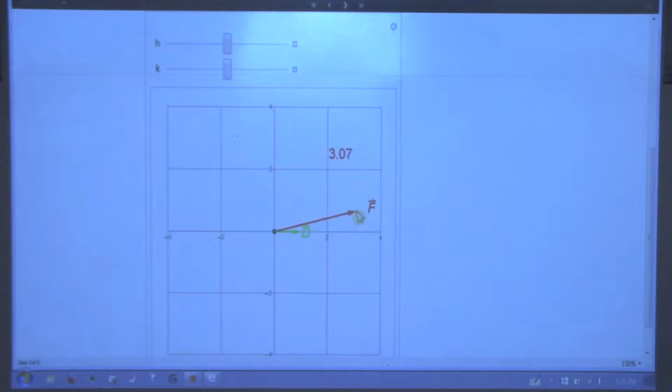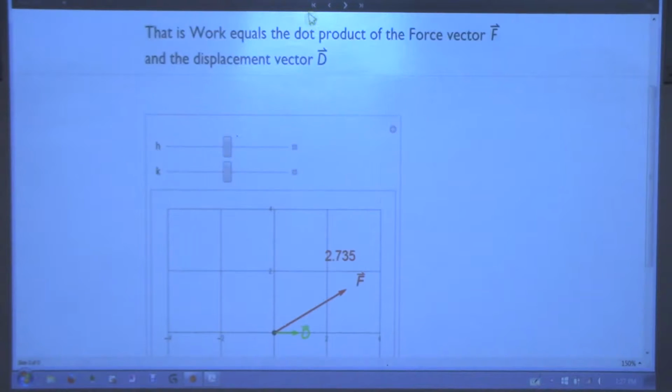If I make it where they're parallel to each other, what happens? If I move this up, what happens to the work? It's going to get smaller. It's going to go to 0, actually, once I get perpendicular. And then if I go this way, I get negative work. All right, so this is a review. You've seen, hopefully, that.